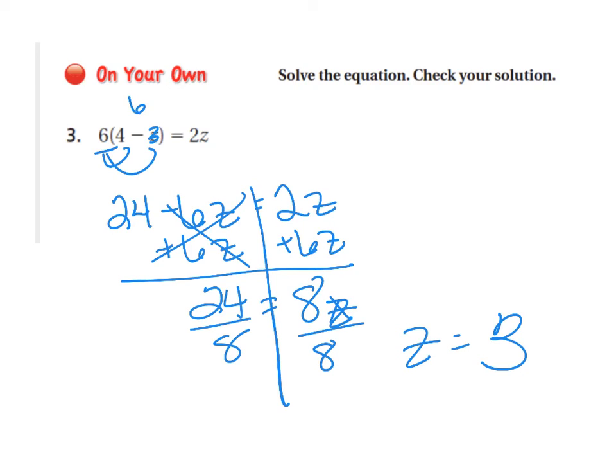And again, if you come back in here, z minus 3 is 1. So 6 times 1 is 6. 2 times 3 is 6. We know we did it correctly.